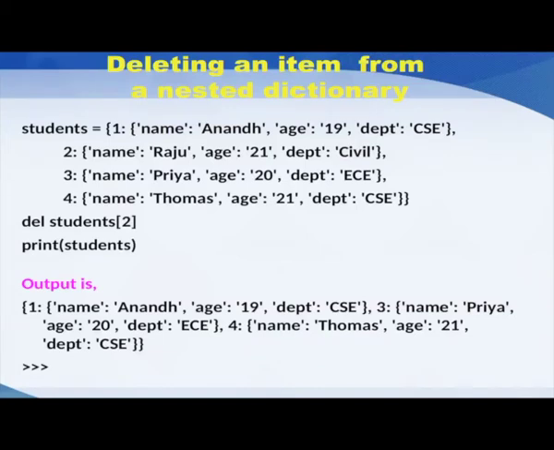Then what is next? Of course, deleting an item. Observe the console. Here, the same dictionary, we took del students of 2. If I give like this, then the second student gets deleted, that is the key with the value 2 gets deleted. So, when you print the students, you can see the output where there is no key with 2, all the other keys are present. Okay. We have come to the end of the dictionary in Python.